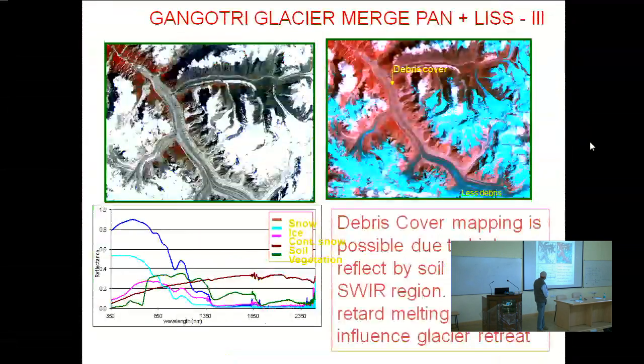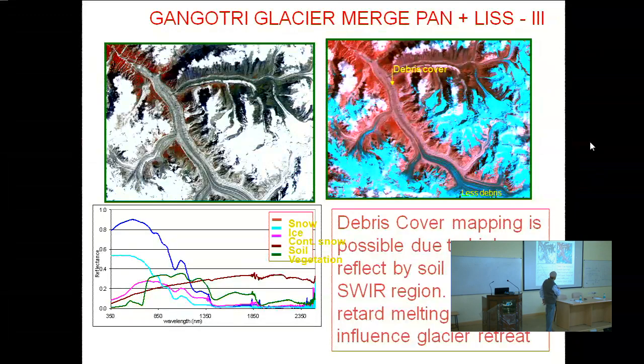We have already talked about this issue, because glaciers have very different reflective characteristics, particularly in debris. You can see debris here has very low reflectance in the visible region and higher reflectance in the infrared, and you can change the band combination and see how it looks. Here, with the standard false color composite, it has a different color tone, and if you use the SWIR composite, you can know how much area is covered by debris and which region is not covered by debris.